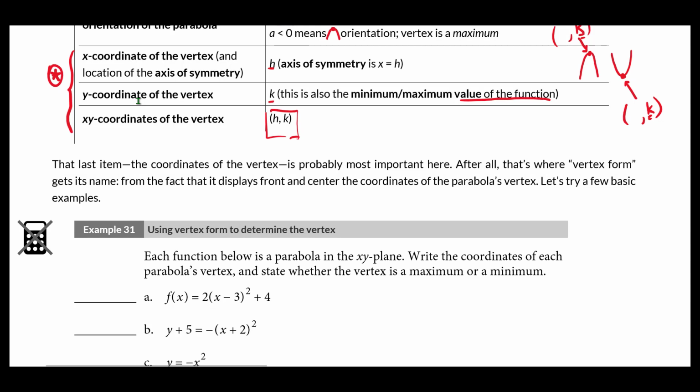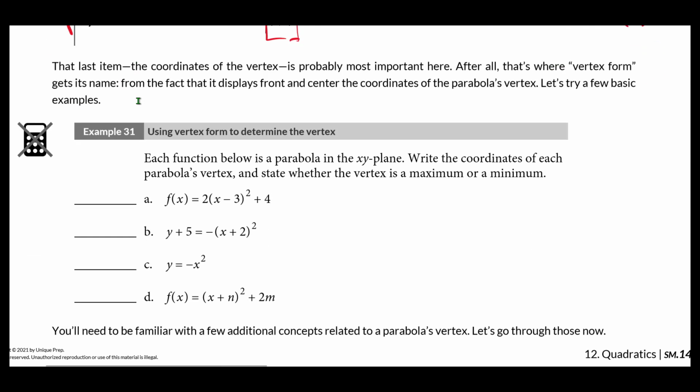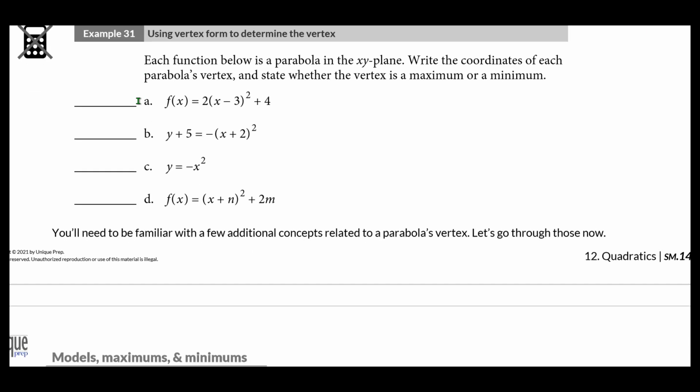Let's take a look at example 31 here at the bottom, using vertex form to determine the vertex, which is the main thing that vertex form is good for. So what we're going to do here is we've got a bunch of parabolas, a bunch of quadratics. Some of them are in pure vertex form. Some of them will need to be rearranged into vertex form. We'll see how to do that in a moment. And we just need to know the coordinates of the vertex, and then we need to know whether that vertex is a maximum or minimum, and using the information in the table that we just ran through, we'll be able to do this hopefully fairly simply.